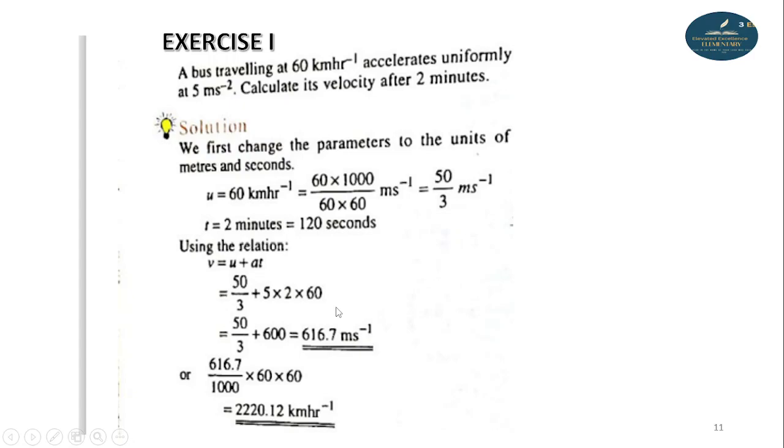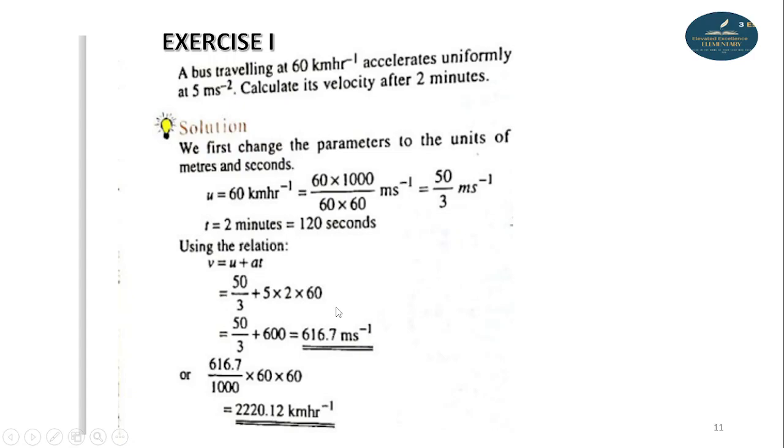Question 2. When the brakes are applied to a moving car traveling at 60 kilometers per hour, it decelerates at a uniform rate of 5 meters per second square. Calculate the time taken to reach a velocity of 36 kilometers per hour.